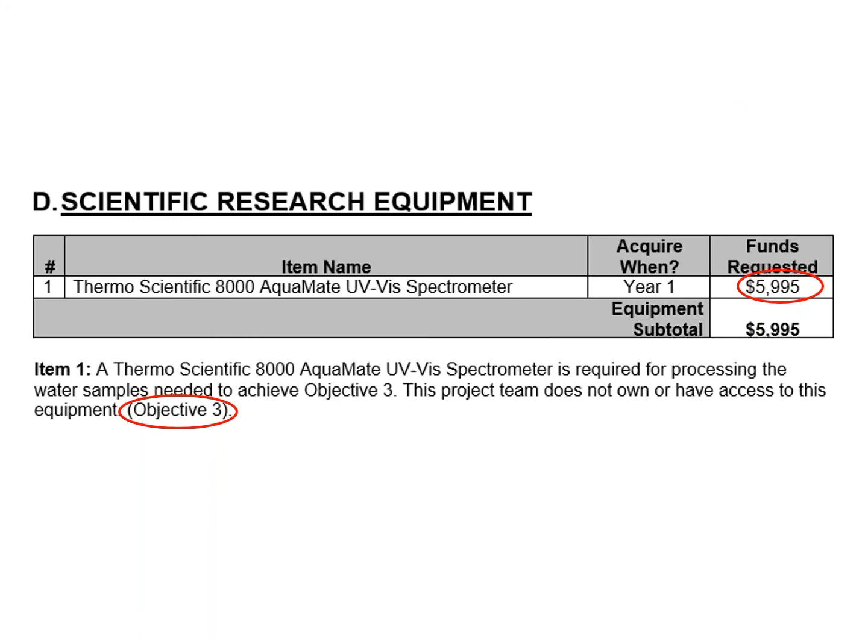In this example, the project will require 1 piece of scientific research equipment. The name and the manufacturer of the item are provided in the table, and as required for this budget category, the item costs more than $5,000. Provided below the table is a justification describing why the equipment is needed and how it is directly linked to the project objective.